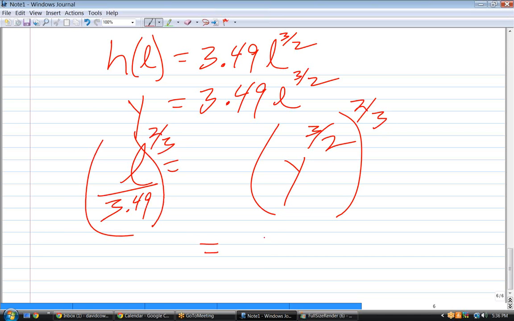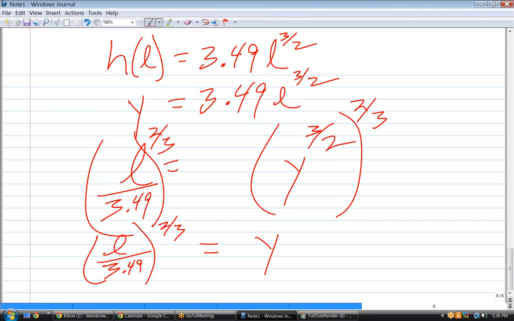That leaves me with y all by itself. I've solved for the inverse. And this parentheses over here, very important, because you're taking L divided by 3.49 to the 2/3 power. So if you leave the parentheses off, it's not going to be right.